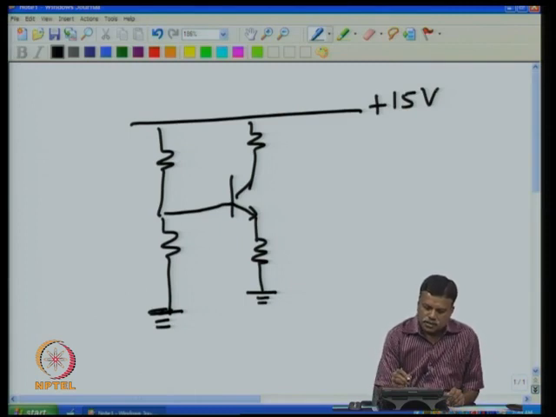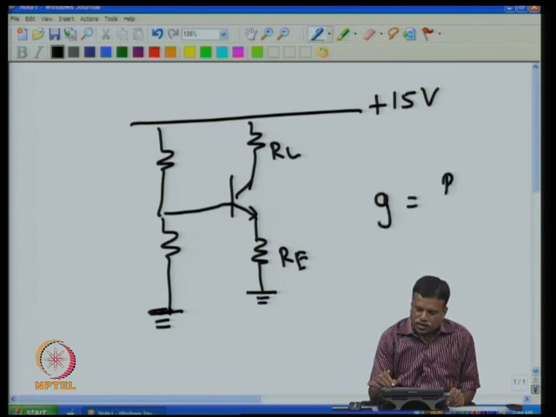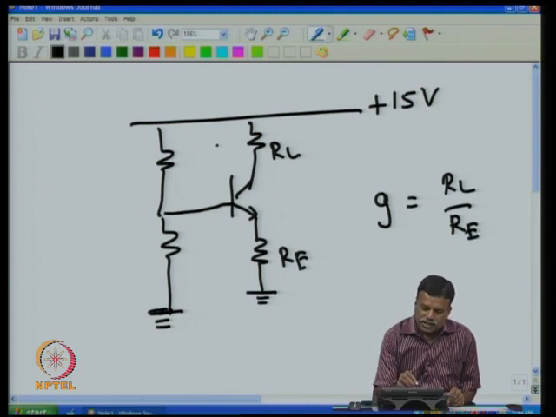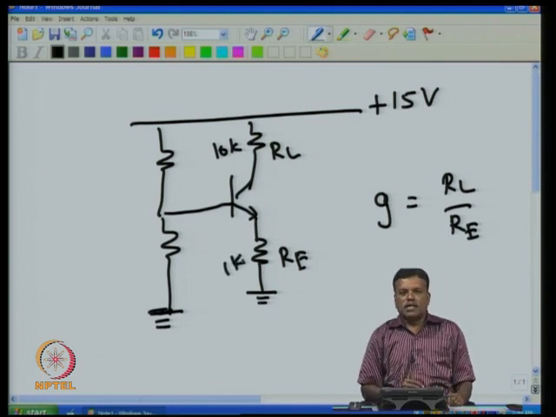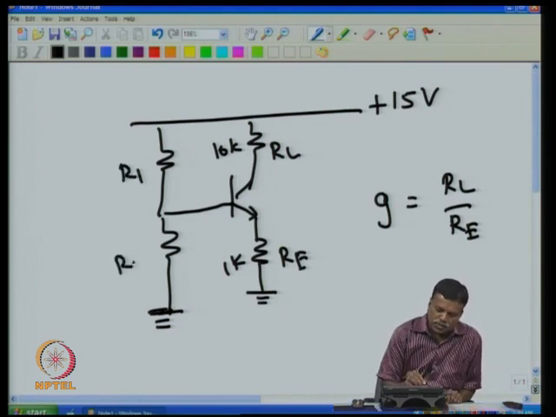Now this is the load resistance, and this is the resistance which is connected in the emitter. If I call this RL and this RE, the gain of the circuit is given by RL by RE. For example, I can have 10K and 1K, which will give me a gain of 10. Now these two resistors, R1 and R2, are biasing resistors.